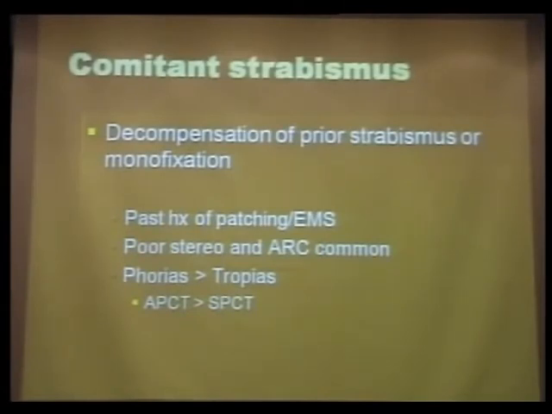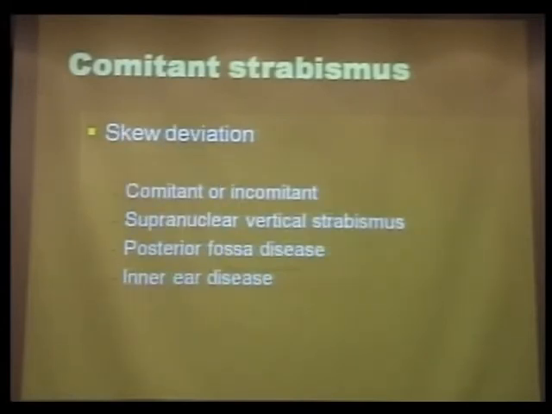So both of these in kids should raise a red flag, whereas in adults, not so much to worry about. Another cause of comitant strabismus is a decompensation of a prior strabismus or a monofixation syndrome. And often you will elicit a history of strabismus surgery or patching for amblyopia. One of the keys here is that when you align them prismatically so that they are able to see single, they have poor stereo acuity. They may actually not have any on the Titmus test, so they're not bifoveating. And the other key is that if you check their phorias versus their tropias, as opposed to patients with acute onset, they have very, very large phorias, much larger than their tropias.